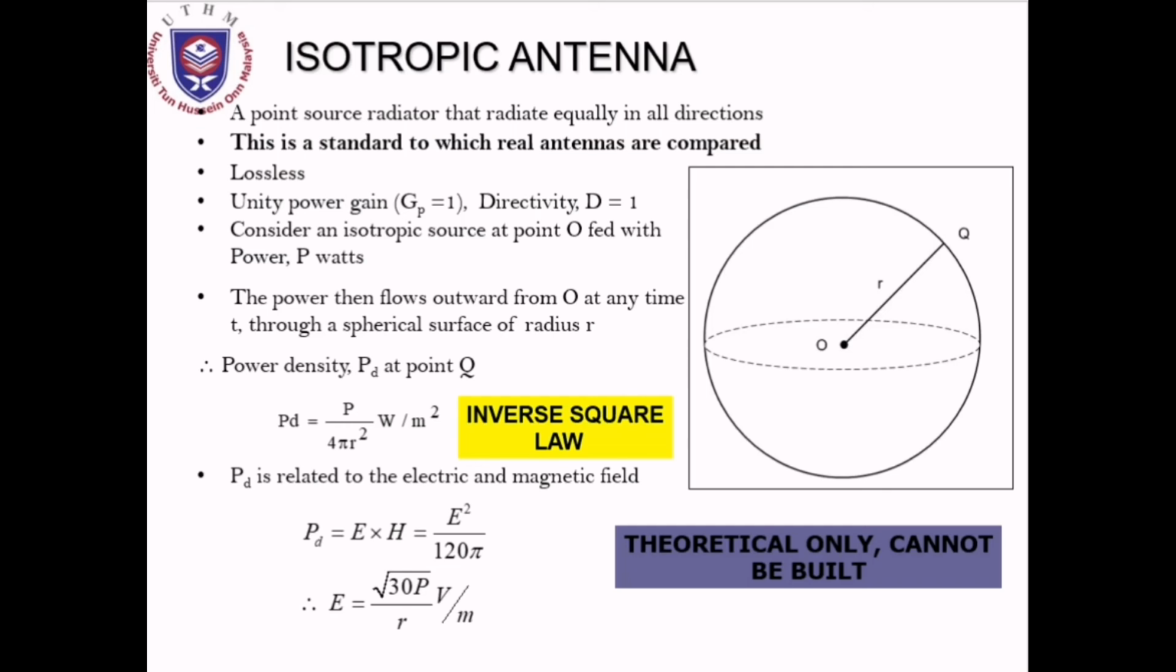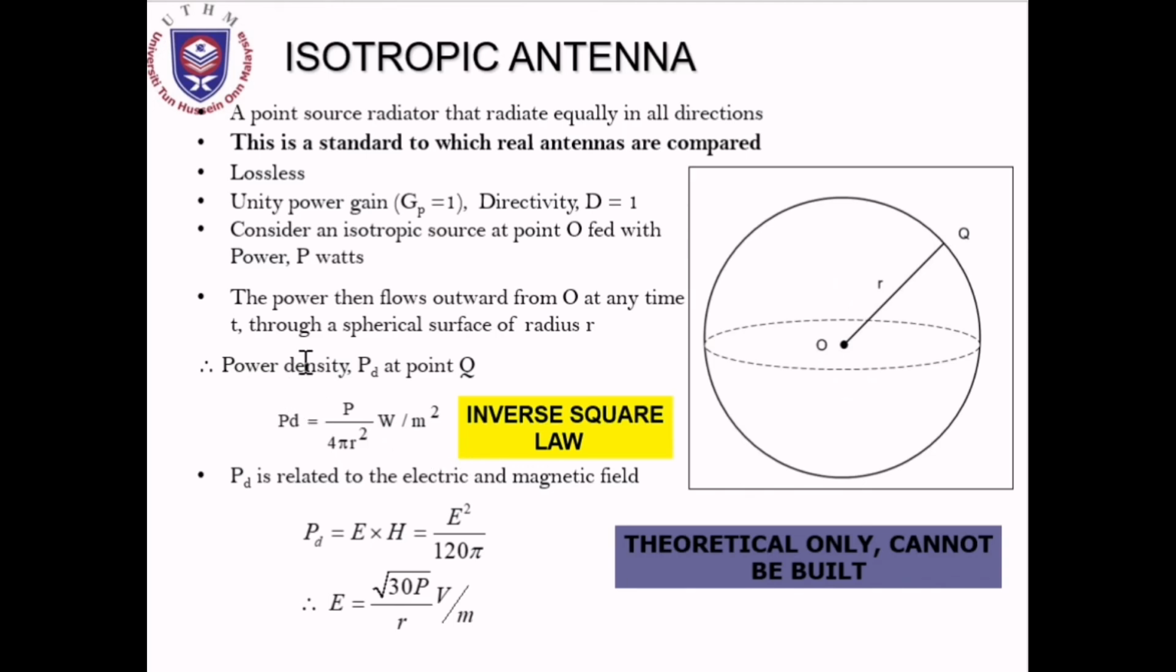Okay, let's look into the isotropic antenna. This kind of antenna cannot be built. It's just a theoretical assumption and it cannot be realized in the real environment. However, this is a standard which the real antennas are compared to. Basically this is lossless, and if you look at this figure, the O here is the source point with the power P watts. And the Q here is the outer layer and R is the distance.